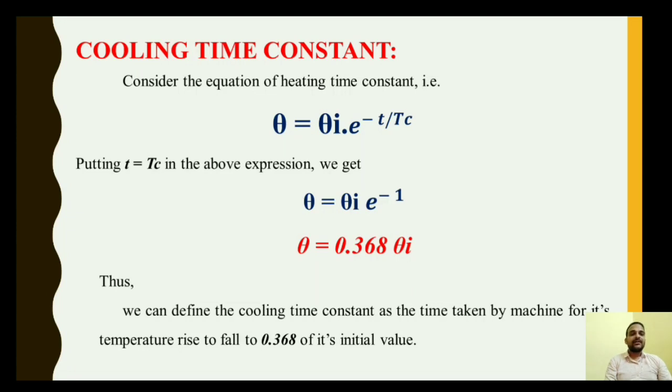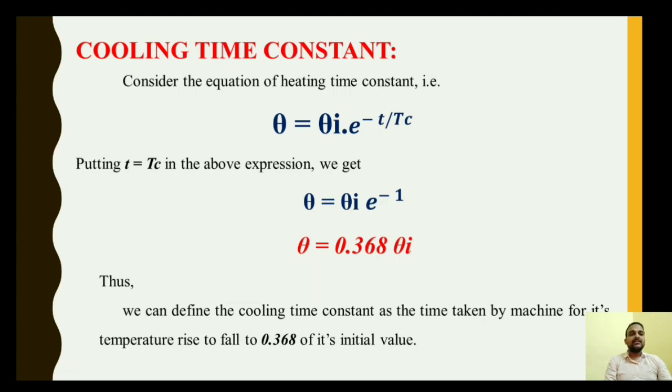Here theta I stands for the initial value of temperature, and tc is nothing but the cooling time constant. C stands for cooling. In the previous slide we saw Th, where h stands for the heating time constant, and here Tc stands for the cooling time constant. So the relation is theta equals theta I into e to the power minus t upon tc.